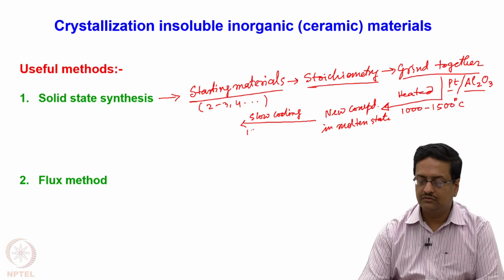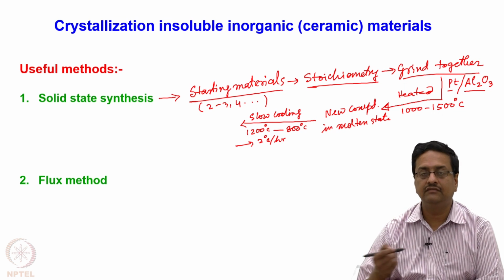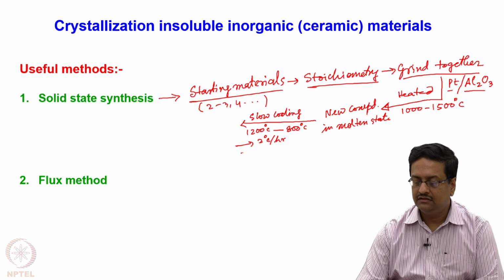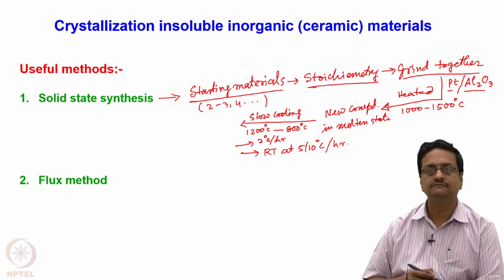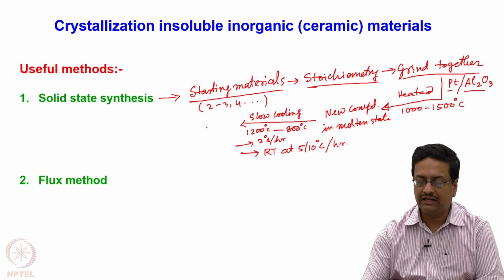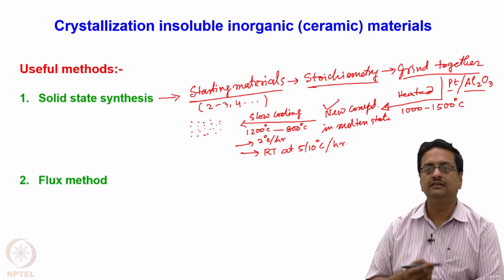Initially, from say about 1200 degrees centigrade to about 800 degrees centigrade, it is cooled at a rate of 2 degrees centigrade per hour, which is a very slow cooling rate, and then it is cooled to room temperature at 5 or 10 degrees centigrade per hour. So in this process, inside those platinum boats, you generate very tiny crystals of the new phase that was formed in the molten state.